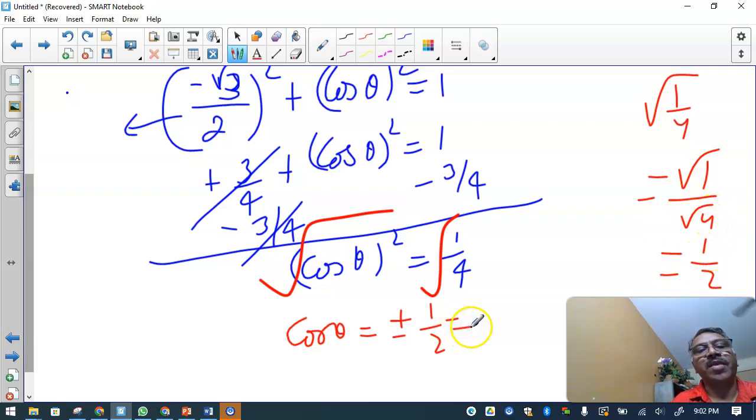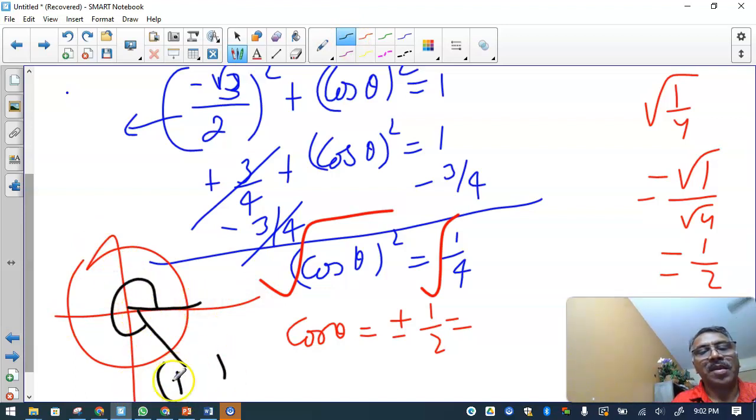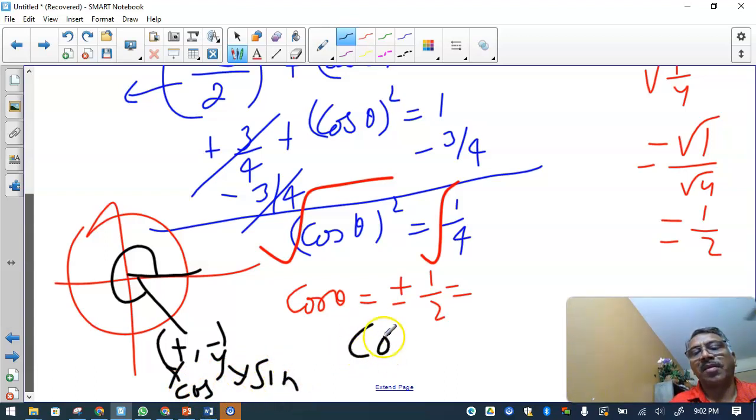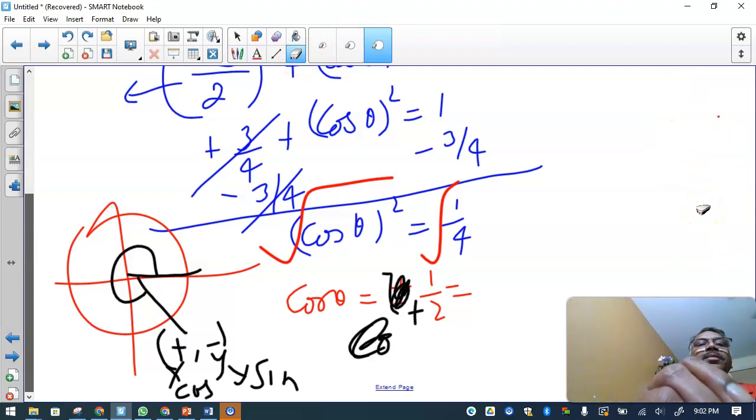But then remember, we are in the fourth quadrant. So in the fourth quadrant, x is positive. So this is x and y. So cosine has to be positive. So no more minus here. It is plus here. We're done. Then also you're supposed to write down tan.